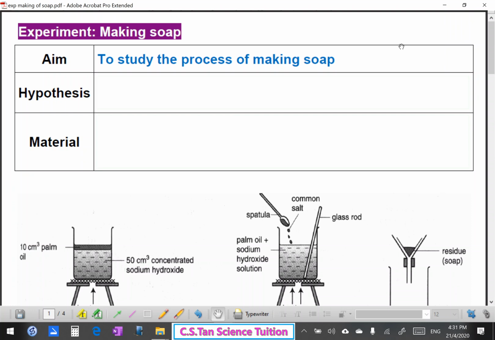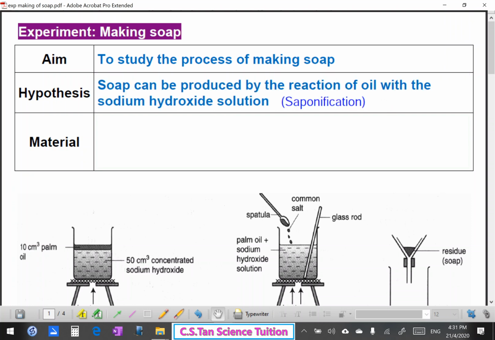You just prepare any fat, and prepare any strong alkaline, and you're going to make your soap. Okay? So soap can be prepared by the reaction of oil, meaning fat, with the sodium hydroxide, strong alkaline. Okay, and remember, when you're making the soap, the process is called saponification. Copy on the notes, page number 11.